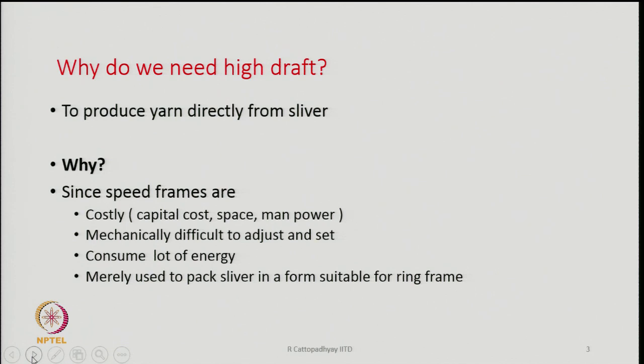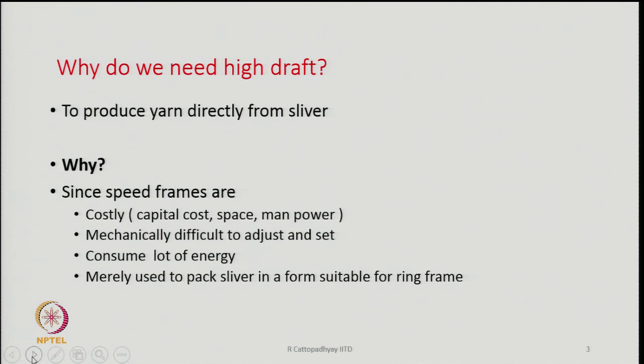That machine has been eliminated here, and why has it been eliminated? Because it is costly. There is a capital cost in purchasing those machines. We need space and manpower. Then there are mechanical difficulties to adjust the machine and to set it, so that we can produce an intermediate product on roving frame, which is known as roving. Then it also consumes a lot of energy and merely is used to pack sliver in a form suitable for ring spinning.